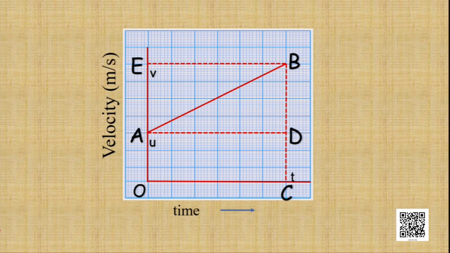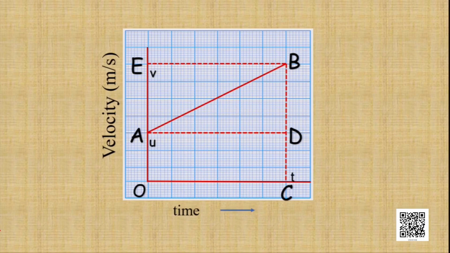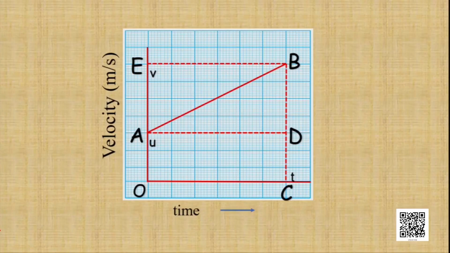So we find the distance travelled by the object when it has accelerated from an initial velocity of u to a final velocity of v in a time duration of t. So let's derive that equation from the graph. Have a look at how we can derive it. As I said, the distance travelled by that object will be s, which is equal to the area of the trapezium OABC.